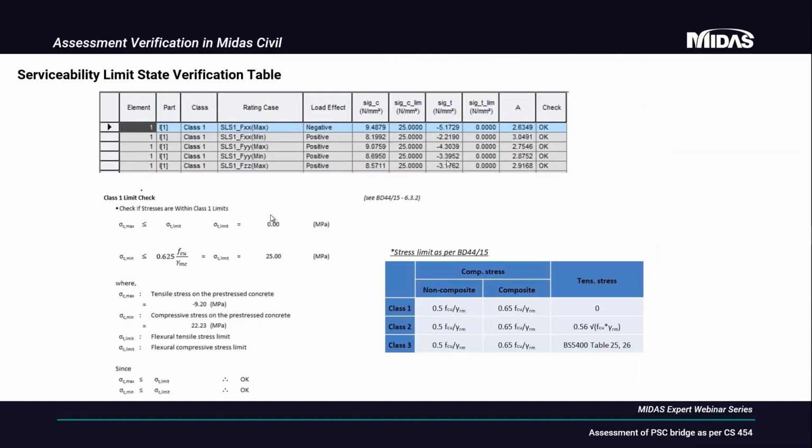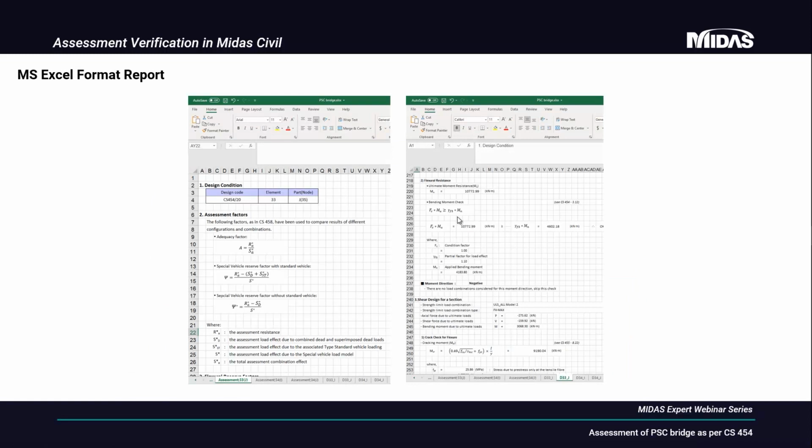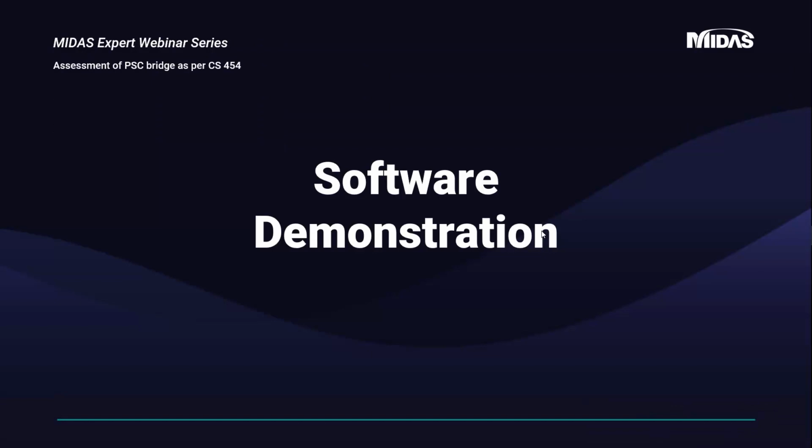Then last but not least, the serviceability limit state verification table. Here the stress check is performed based on the stress limits which we defined with the selection of class 1, class 2, or class 3 section. Based on that, the stress limit check is done. We also get the MS Excel detailed report with all the checks performed. Once we perform the assessment in the software, I will show you how this report is generated. Okay, so now let's see how we can perform the assessment in MIDAS Civil.